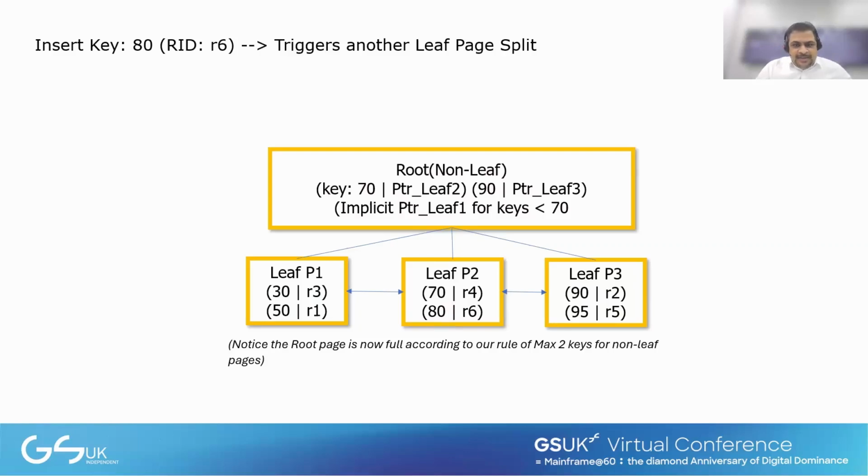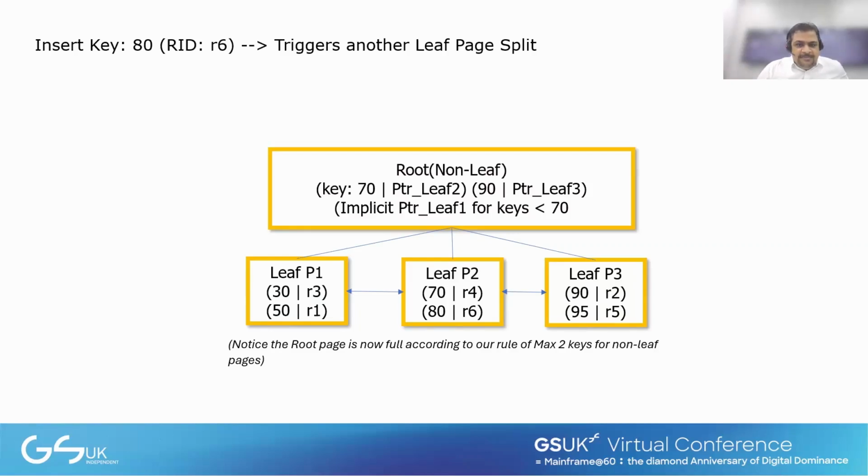Page 2, as you saw last, was full. It will get split. Now the combined keys will be split as well. 70, 80, 90, 95 in order will be split: 70, 80, and 90, 95. A new leaf page 3 will be created where 90 and 95 will be added. This is all in ascending order. And the original leaf page 2 now holds 70 and 80.